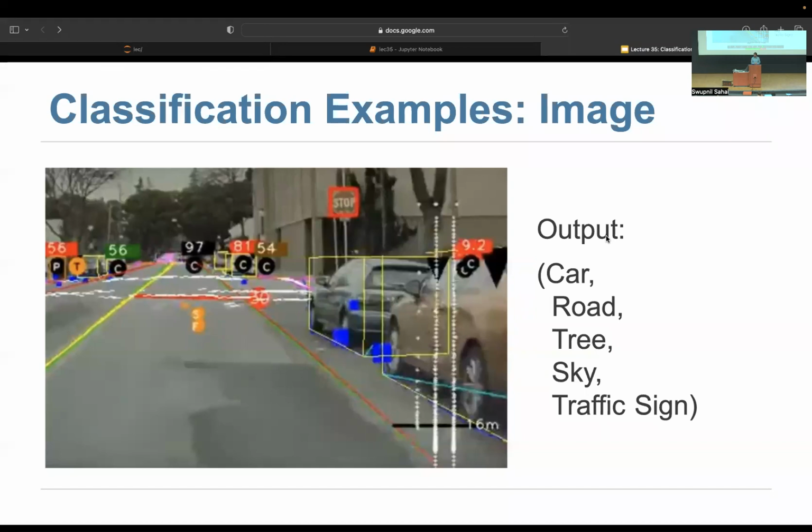Yeah, any other questions about this example? Yeah.